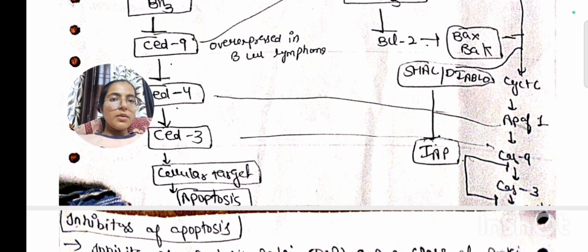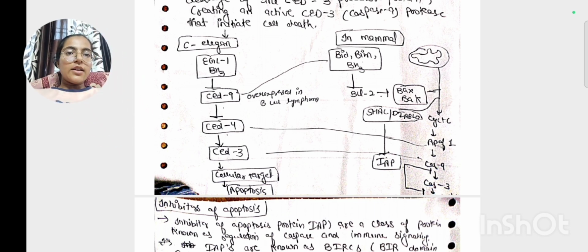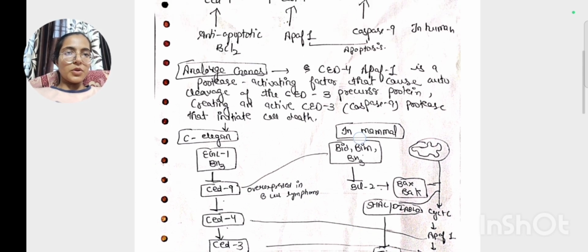This is the basic information. CSIR basically asks which gene in C. elegans is analogous to which gene in humans. Like CED9 is equivalent to BCL2, CED4 is equivalent to APAF1, and CED3 is equivalent to caspase 9. This is the basic information.